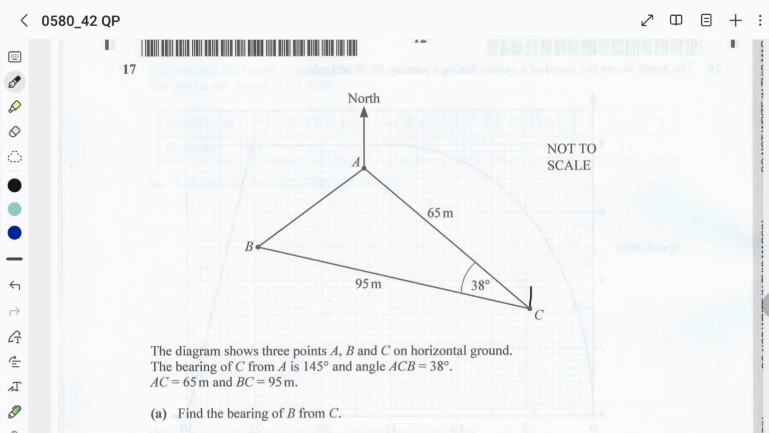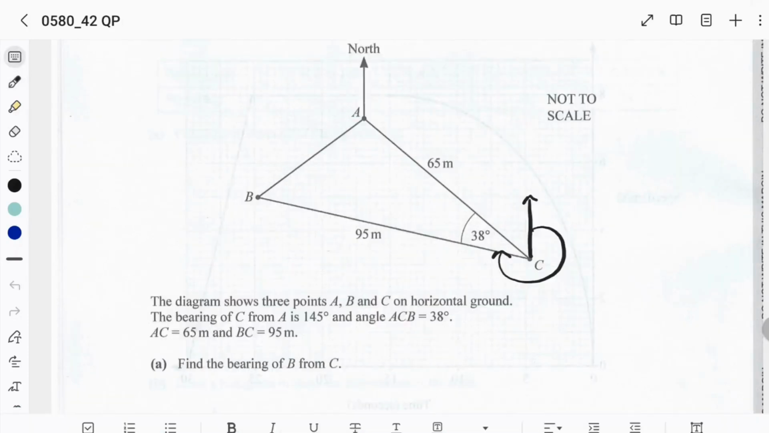So the bearing of B from C is required in this question. All the measurements are written. AC is 65 meters, BC is 95, and the bearing of C from A is 145. Okay, and 38 is written here. So the bearing of C from A is 145.